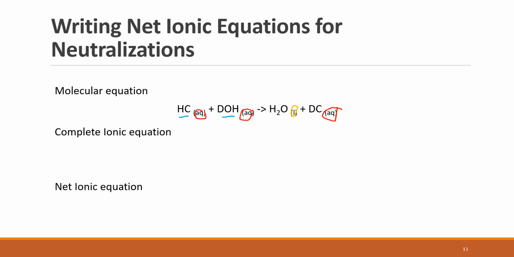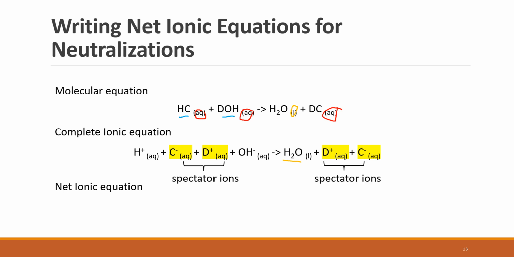So to write the complete ionic equation for this, we would have H plus, Cl minus, Na plus, OH minus on the reactant side. And then on the product side, we keep water together since it's a liquid, and the NaCl will separate into its counterparts since it was aqueous. Notice the spectator ions are highlighted. Spectator ions being the ions that are the same on both sides of that arrow.